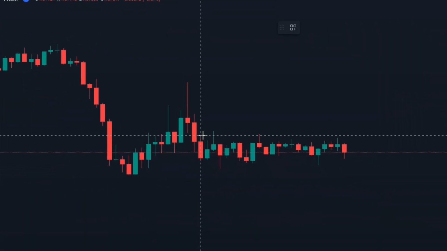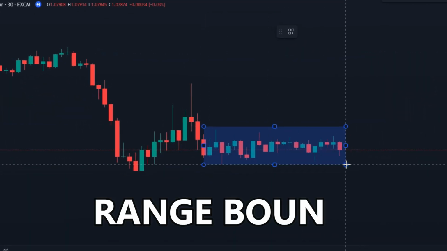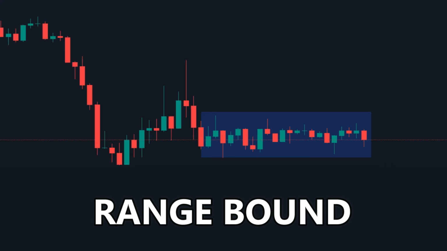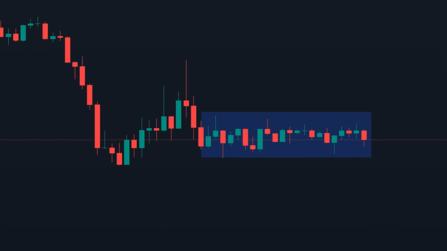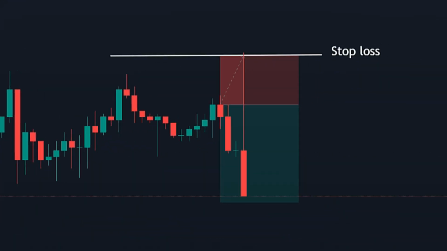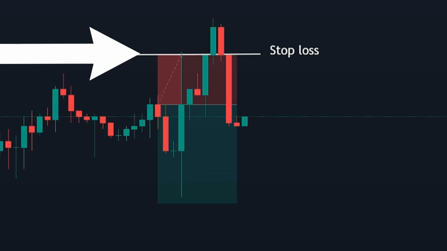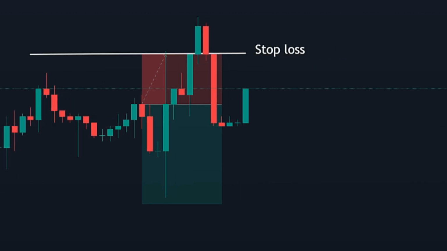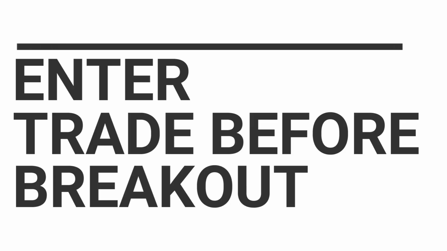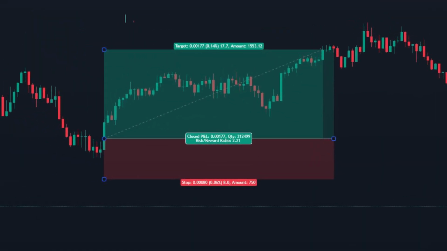This range-bound price action is normally considered to be one of the worst situations to trade. It is because the price action often hits your stop loss compared to the take profit. But in this video, I will share with you the easiest approach to enter winning trades before its breakout.